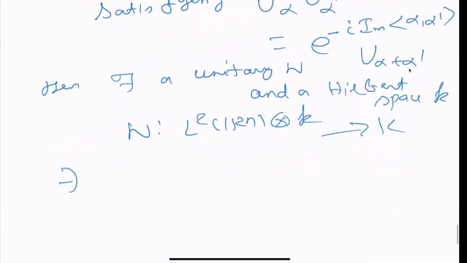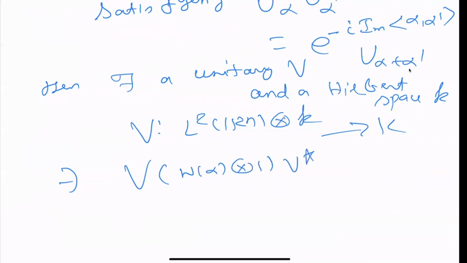Such that W of... maybe I use V, sorry, I will change to V because there is U already there. W is coming here. So again, V, a unitary operator V. V of W of alpha tensor 1, V star. So V star is here, W of alpha is correctly written, is equal to U alpha. This is V.